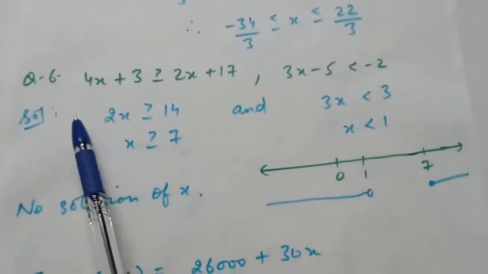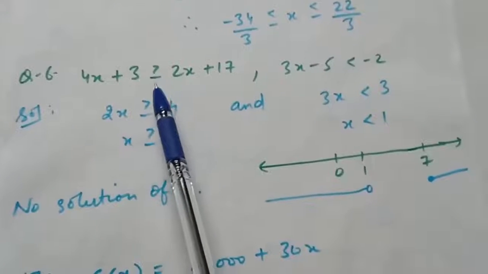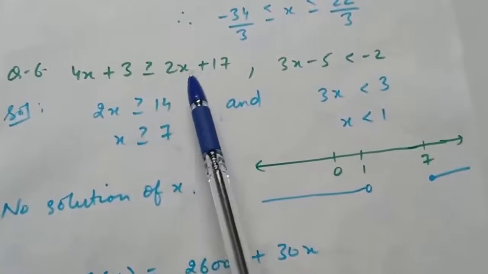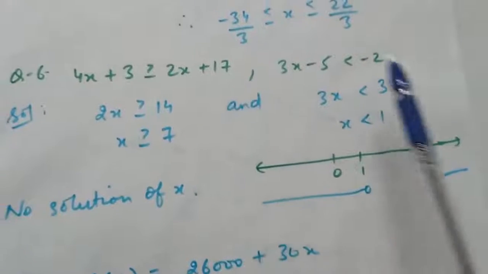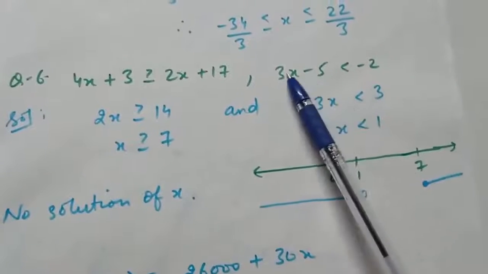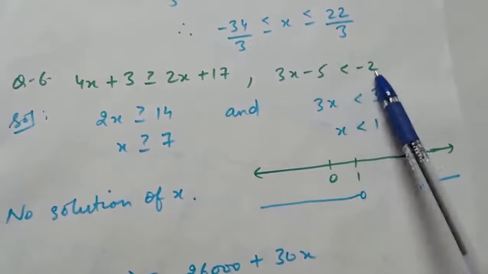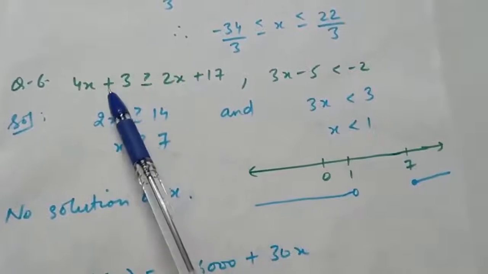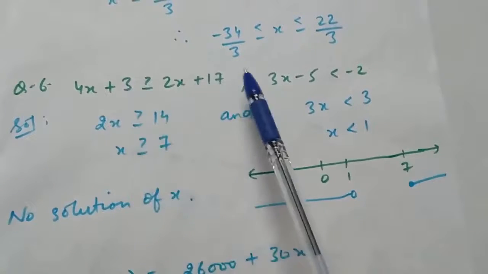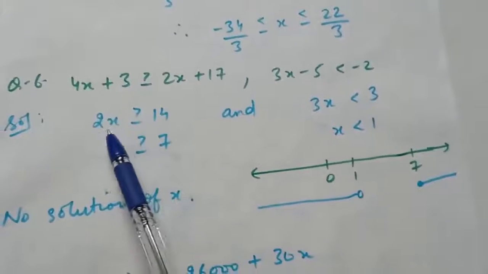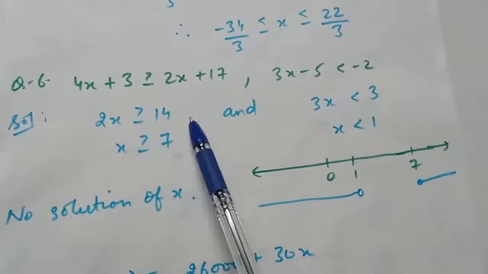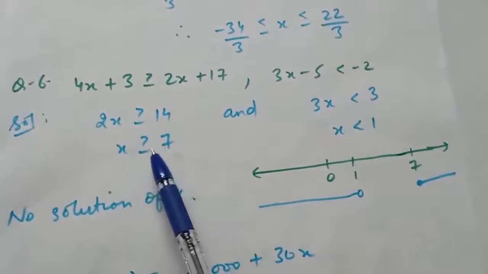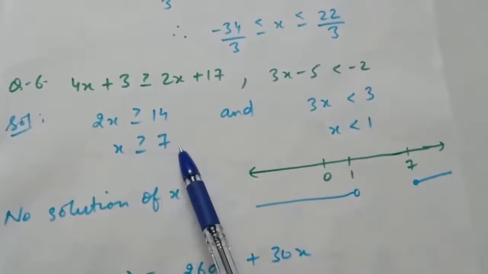Now question number 6: 4x + 3 ≥ 2x + 17, and the second inequality is 3x - 5 < -2. So solving this, take this 2x this side and 3 this side. So you will get 2x ≥ 14 and x ≥ 7.